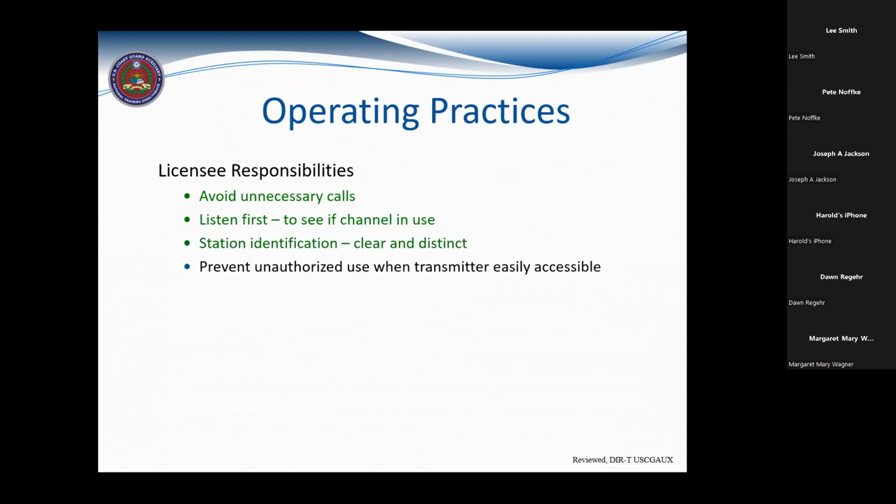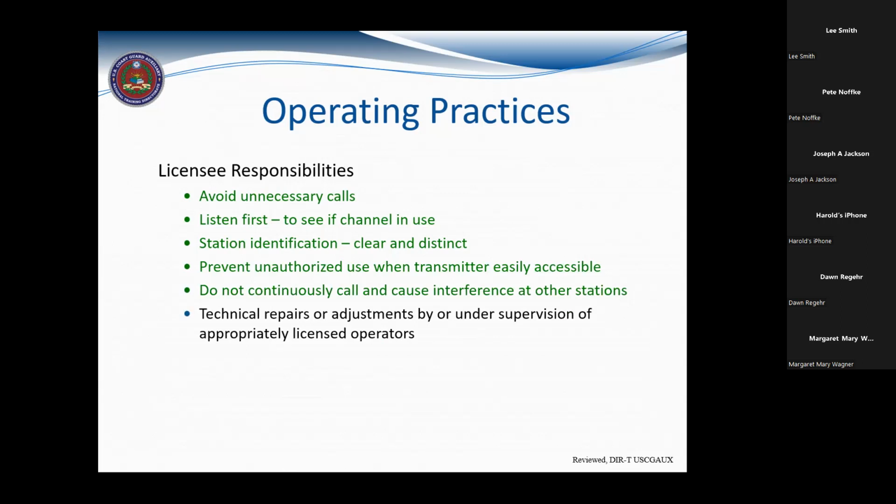Here we go, prevent unauthorized use. Do not continuously call. How long do you spend between each call? 3 minutes. I'm sorry, 2 minutes. And then at the end of 3 calls, 15 minutes. After your conversation is over, 10 minutes before you call back.